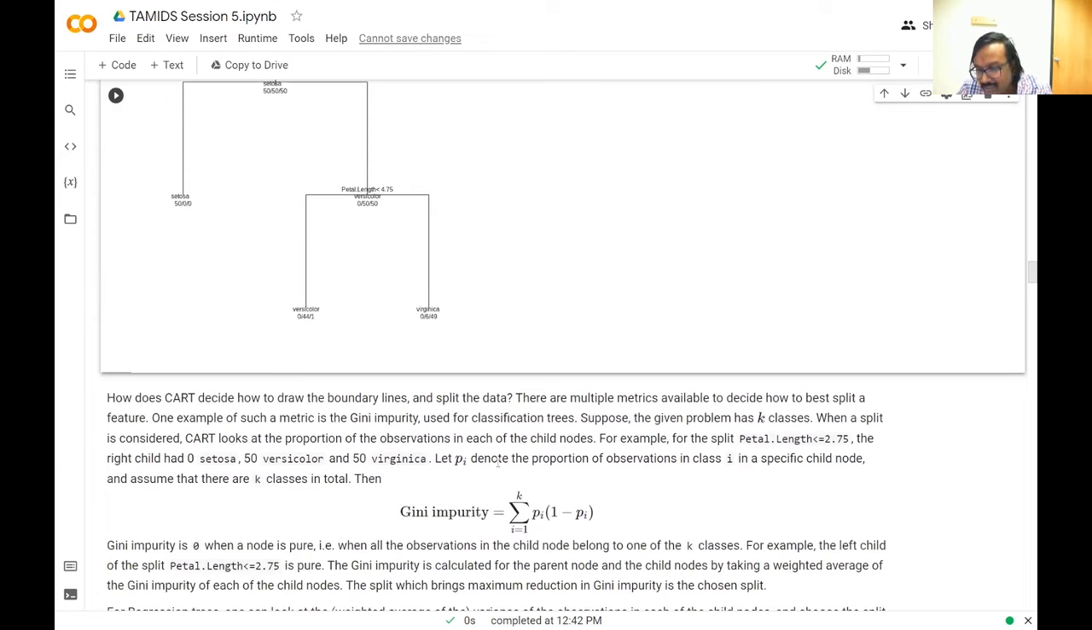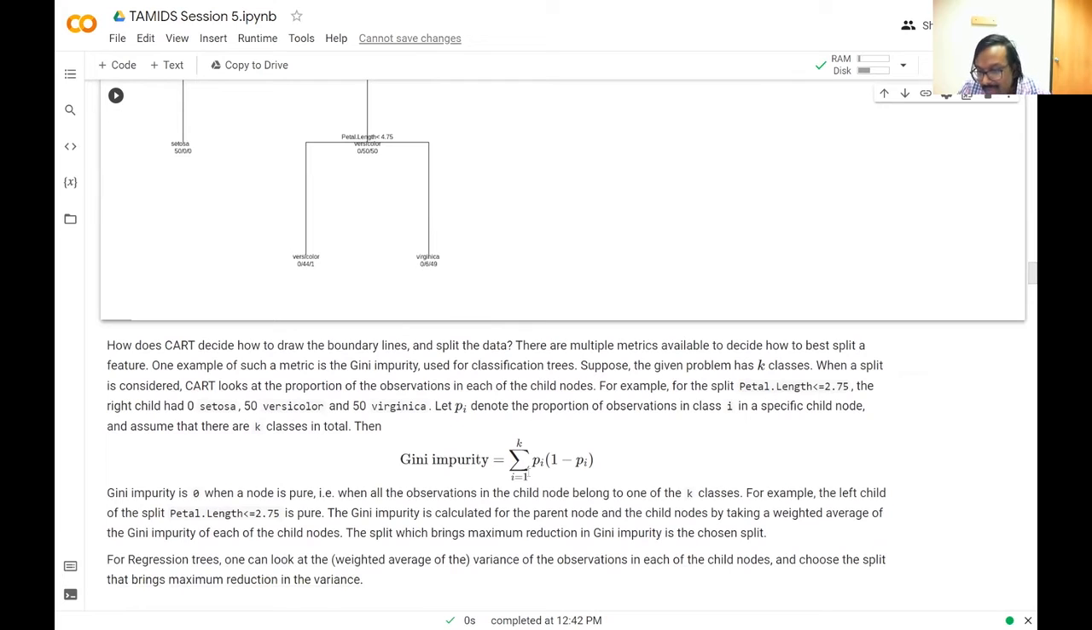Let p_i denote the proportion of observations in class i for a specific child node. So the proportion of setosa in this child node is 0 out of 100. The proportion of versicolor in this child node is 50 out of 100. The proportion of virginica in this child node is 50 out of 100.